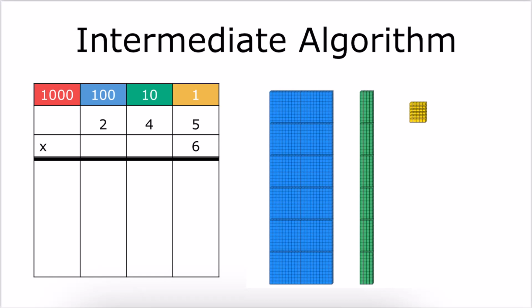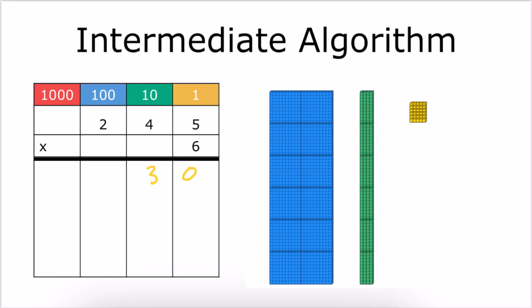Especially if your students have their times tables memorized, they'll know that 6 copies of 5 ones is going to give you 30 ones. And you can write this down just in your answer column with a 3 in the tens column, because if you have 30 ones, you can regroup those 30 ones into 3 tens.